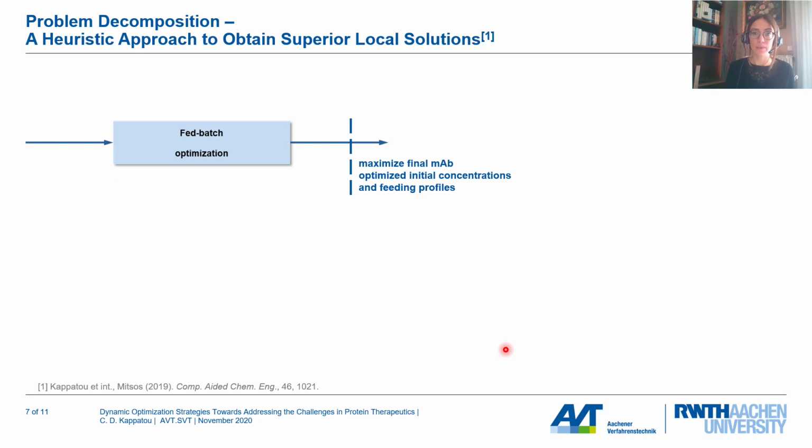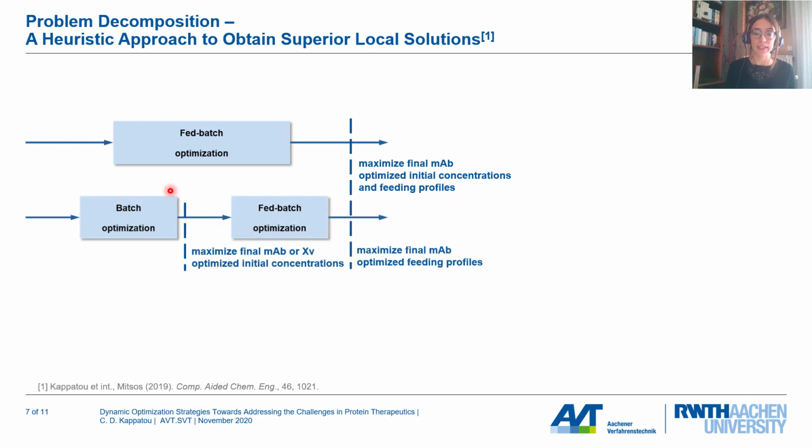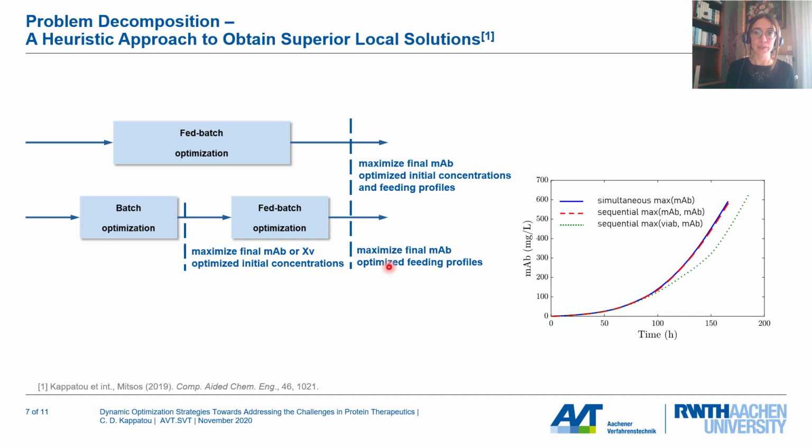Another way to tackle multimodality is problem decomposition. So we have our optimization problems. Now we want to again maximize the product concentration at the final time. And for that we can vary initial concentrations and feeding profiles. And we split that problem into two optimization problems, one for optimizing initial concentrations and the second one for optimizing the feeding profiles. And here in the intermediate step, we enable different objectives.